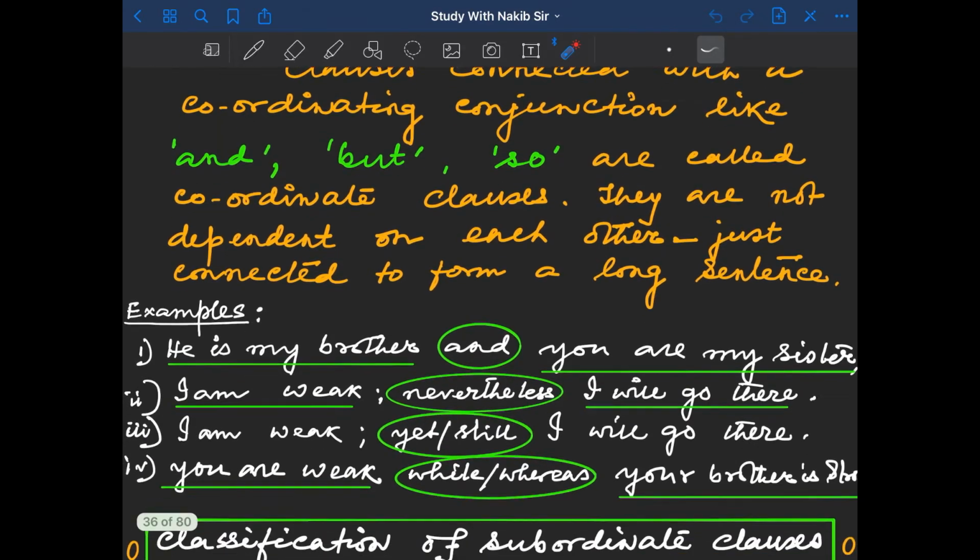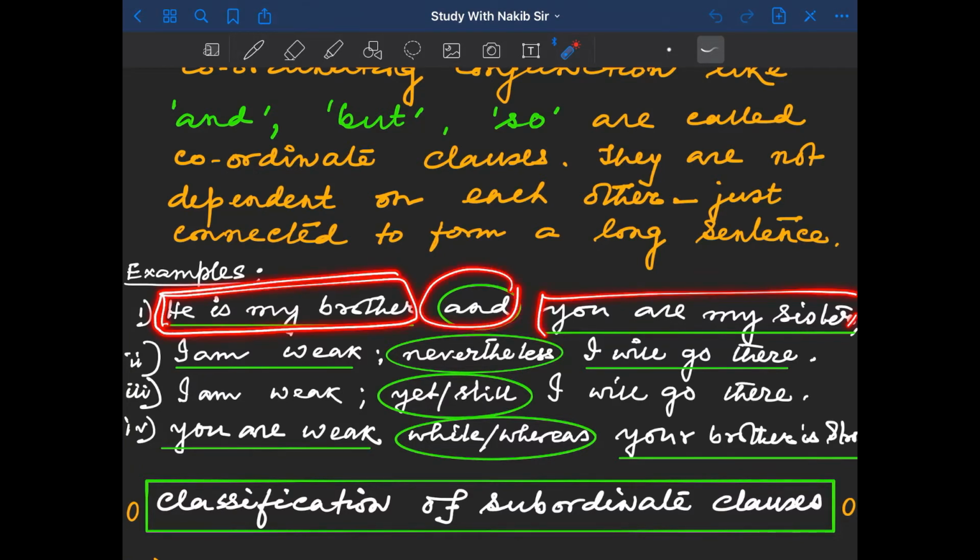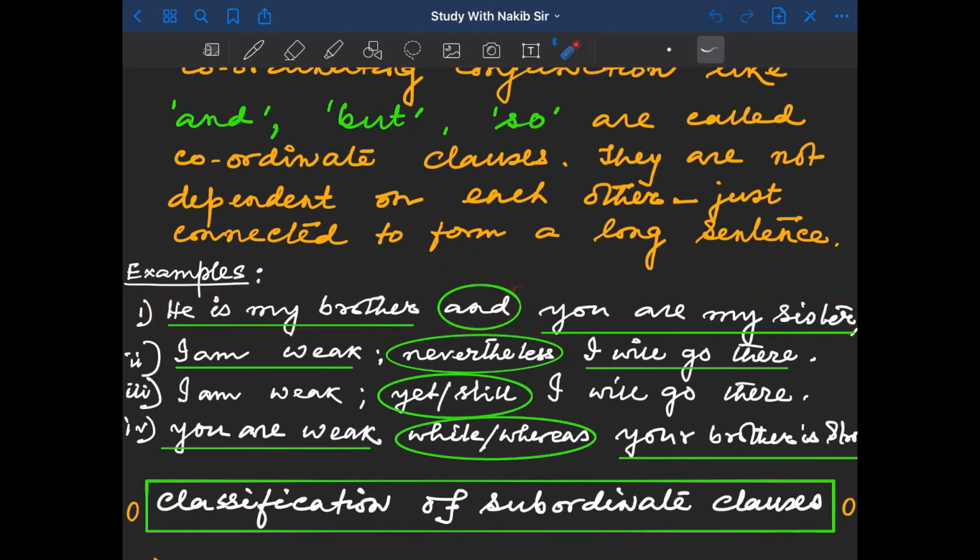Okay, now see the examples. Number one, he is my brother and you are my sister. These are two clauses. They are just connected with each other with the use of the coordinating conjunction and here. For this, he is my brother and you are my sister, these two are called coordinate clauses.